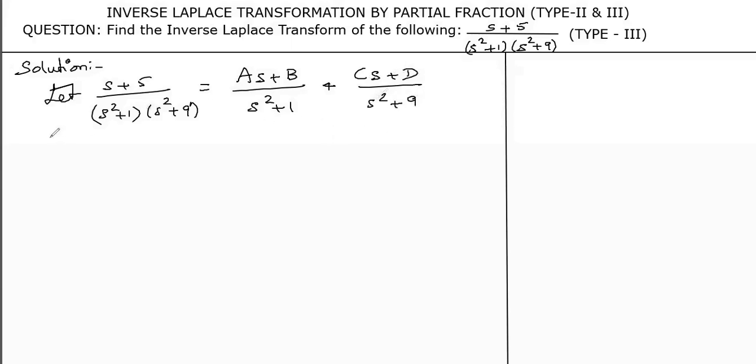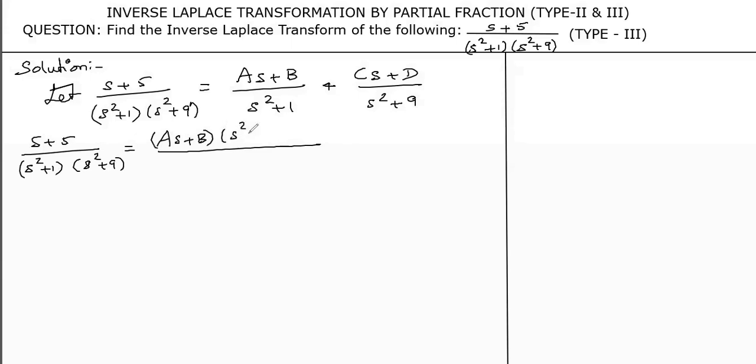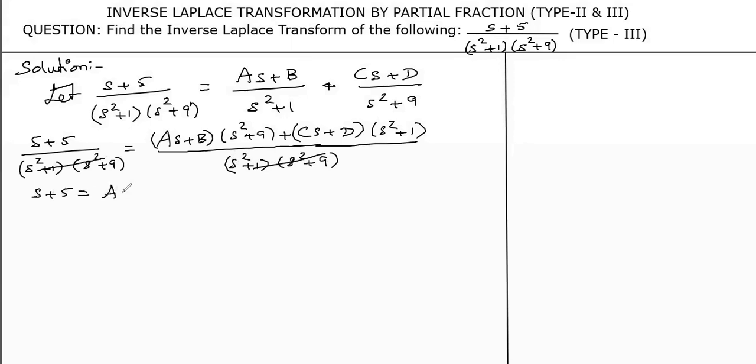That's it. And now you have to take LCM as before. So s plus 5 over s square plus 1 times s square plus 9 equals, after taking LCM, as plus b, this both is common to s square plus 9, and plus cs plus d, and this is common to s square plus 1, and the denominator will be s square plus 1 times s square plus 9. And here now the denominator is getting cancelled. The remaining is s plus 5 equals as plus b.